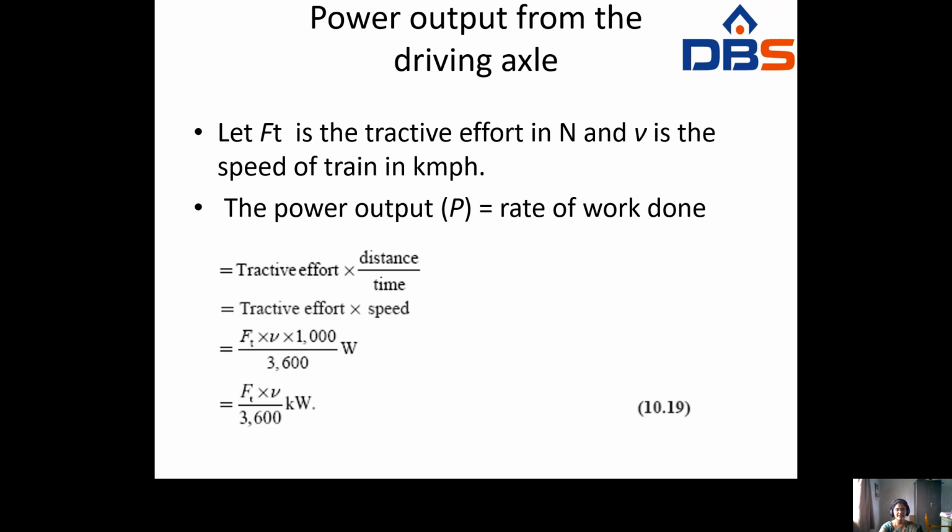See here. Let Ft be the tractive effort in newtons and V be the speed of the train in kilometers per hour. At that time, the power output P is equal to the rate of work done.